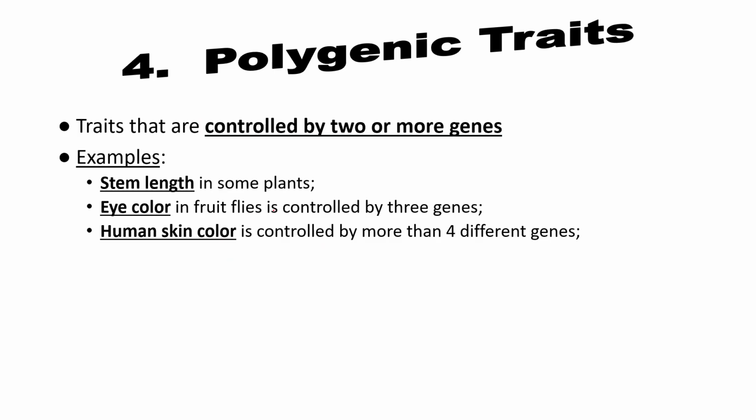So it mentions here stem length in some plants, eye colors in fruit flies are controlled by 3 different genes, and human skin color is controlled by 4 different genes. Okay? Now, human skin color can get a little complicated. Because once again, you have multiple individual genes involved, and each one of these genes can potentially be dominant or recessive, you can get lots of different combinations of traits based on how the genes are inherited.